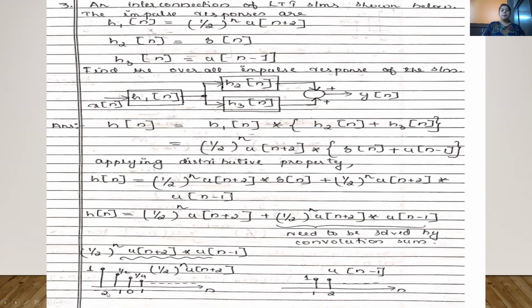So first represent both the waveforms. This is 1 by 2 power n u of n plus 2. It is u of n plus 2, that's why it is starting at minus 2. And this is u of n minus 1. It is the n minus 1 delayed version, that's why it is starting at 1 instead of 0.